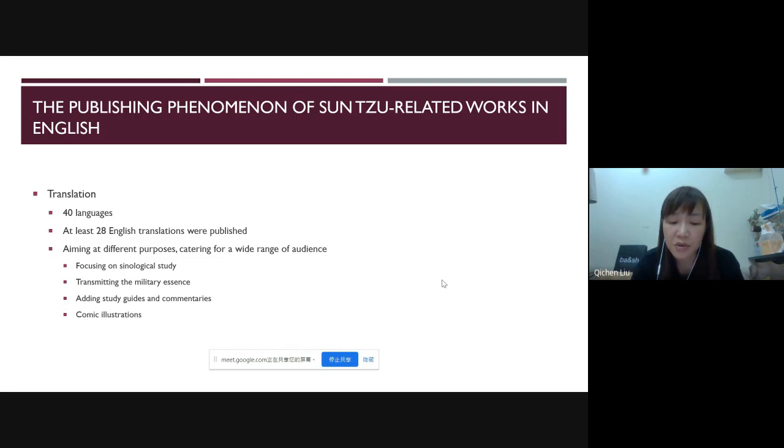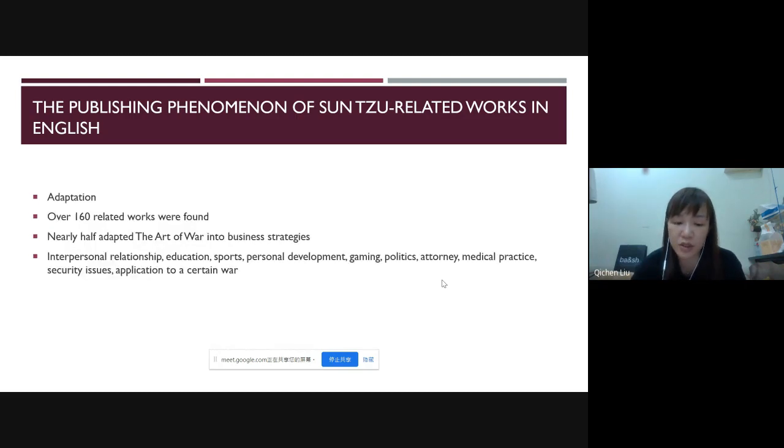Overall speaking, the translation phenomenon of The Art of War is complex, involving different text types and emphasis. Apart from translation, the publication phenomenon of The Art of War's adaptations cannot be ignored. According to the data I collected from Amazon.com alone, over 160 related works were found, excluding the ones that only mentioned The Art of War in certain chapters.